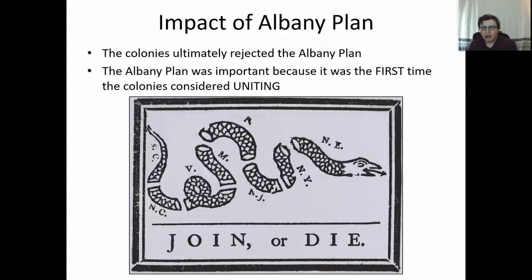You see that image that's on the screen? You will see this image again, but this comes from the Albany Plan of Union, a concept that if the colonies did not combine together, the entire venture of the colonies would fail.